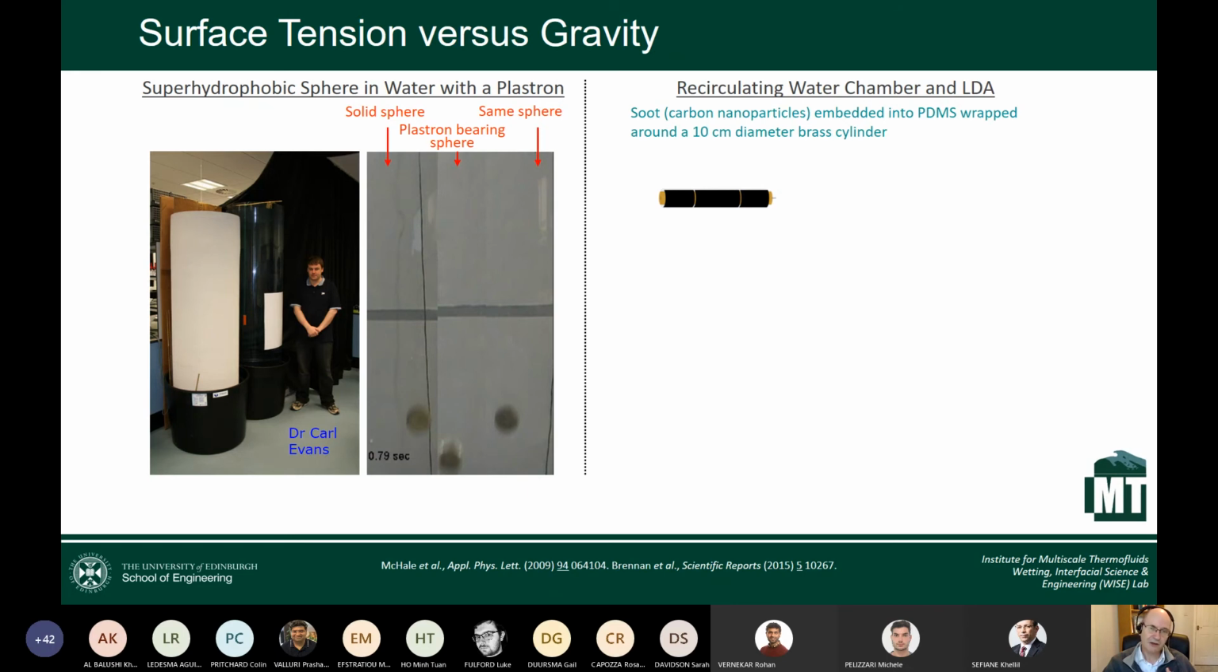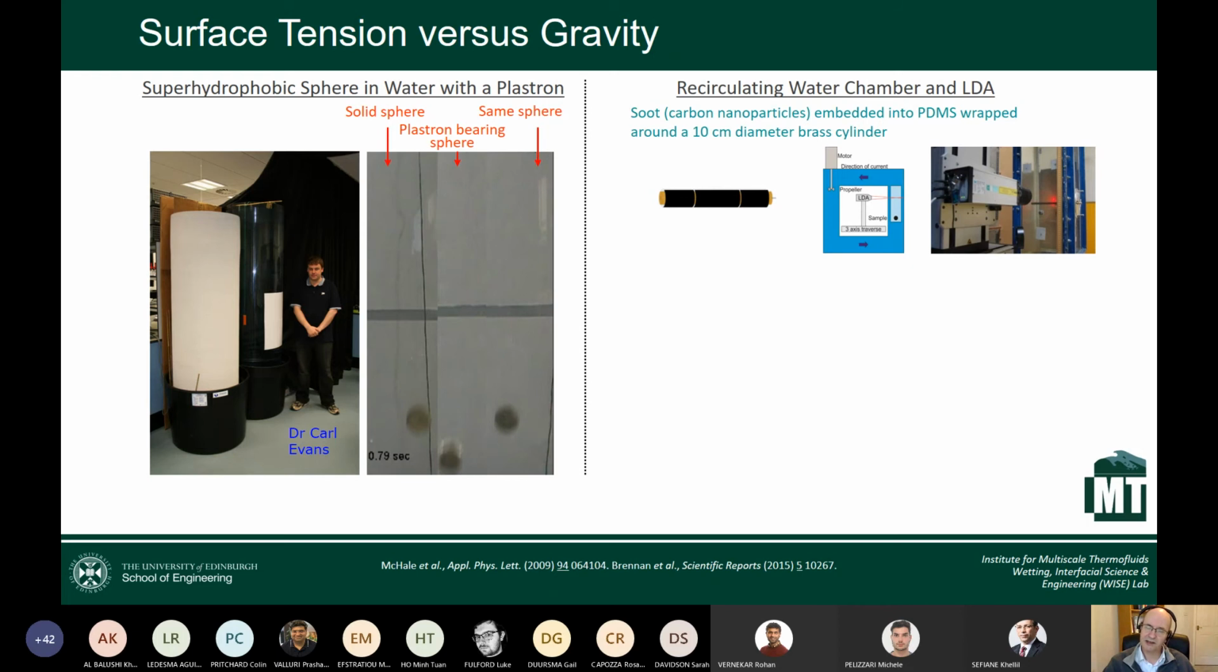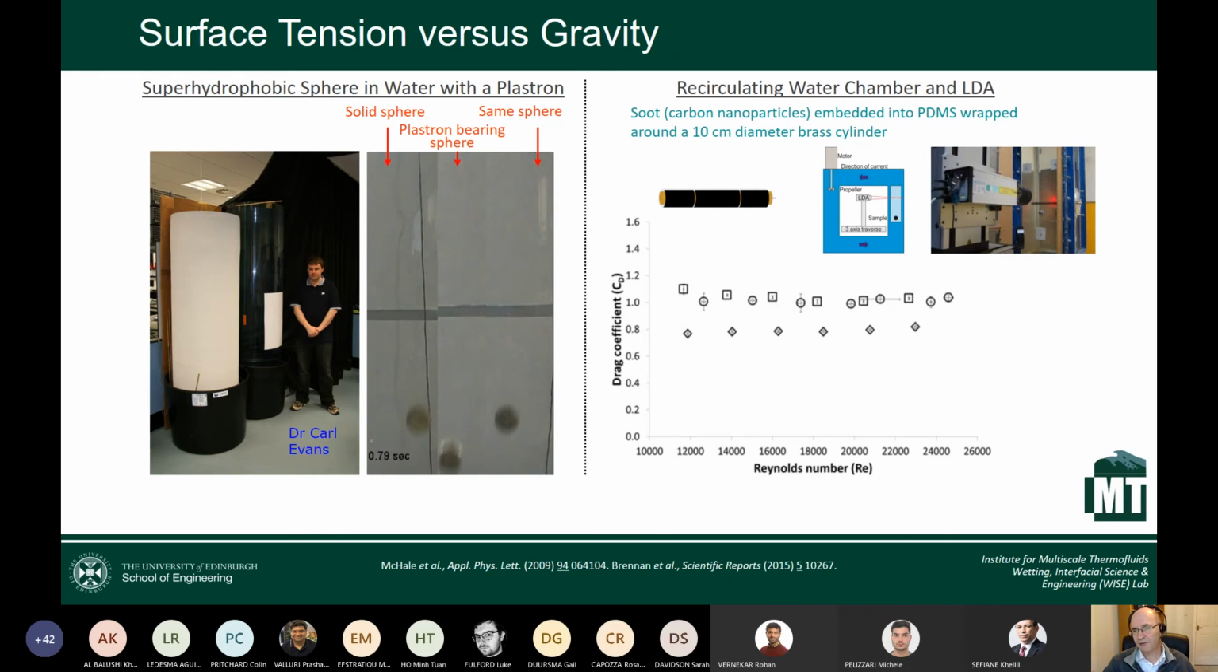We also did experiments doing soot, superhydrophobic carbon nanoparticles wrapped into a layer of PDMS that was then wrapped around a brass cylinder. We put that into a recirculating water chamber and used a laser Doppler system to measure the velocity field in the wake. And if you do that, you can work out the drag coefficient as a function of the Reynolds number.